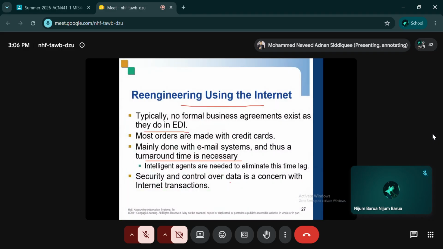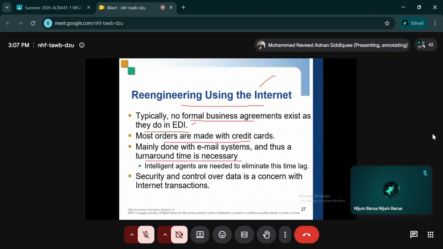So what it says here is, EDI has many formal business agreements, but in the case of internet, there are no such formal business agreements. Okay, so over here, most of the transactions are happening using credit cards.